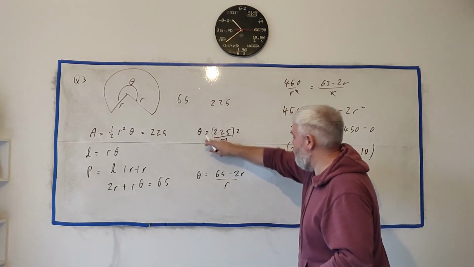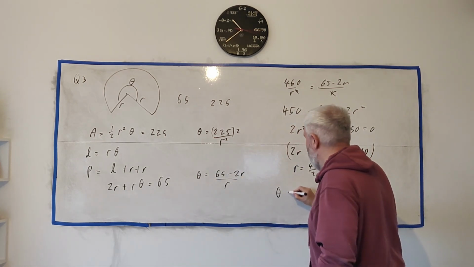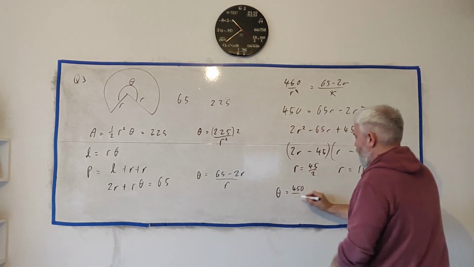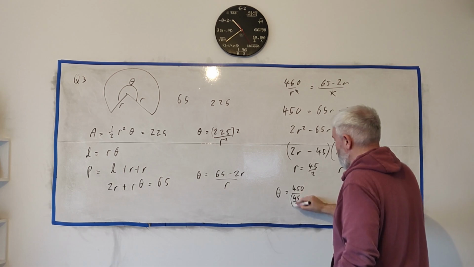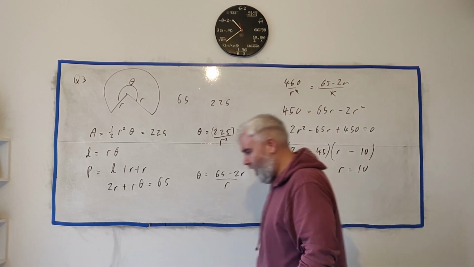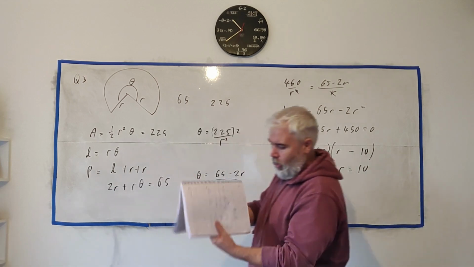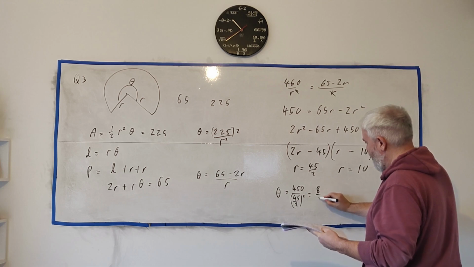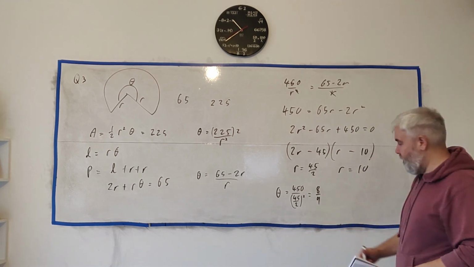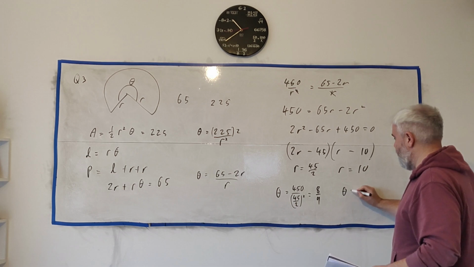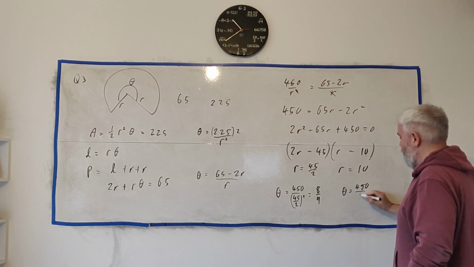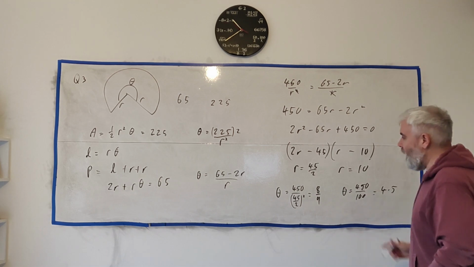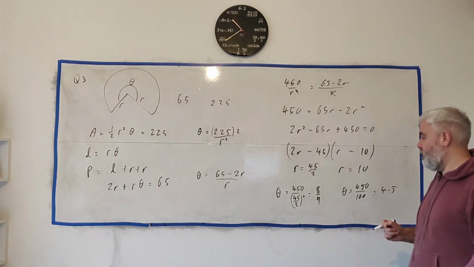Let's try and solve for theta. Using this guy, theta is equal to 450 divided by 45 over 2 squared. Put that into a calculator. Let me just check my notes here. I can't read my own writing. I think that's 8 over 9, and that's in radians, of course. And if you put this one in, you get theta is equal to 450 over 10 squared, which is 100. That's 4.5.